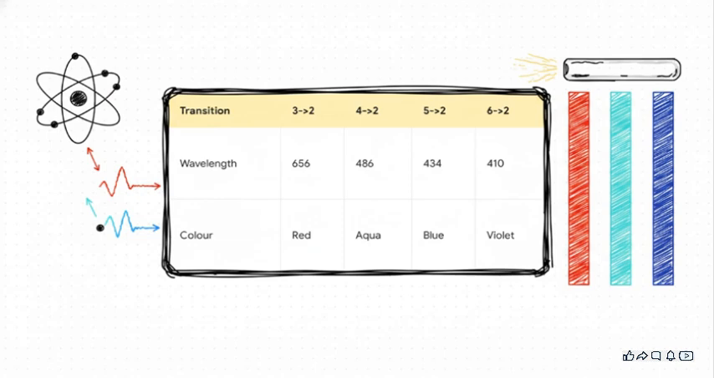Bohr's model nailed it. When an excited electron drops from orbit 3 down to orbit 2, it releases exactly 1.89 electron volts. That exact energy difference gives you a visible red photon. A drop from 4 to 2, you get aqua. 5 to 2, blue. Bohr's math matched reality perfectly.